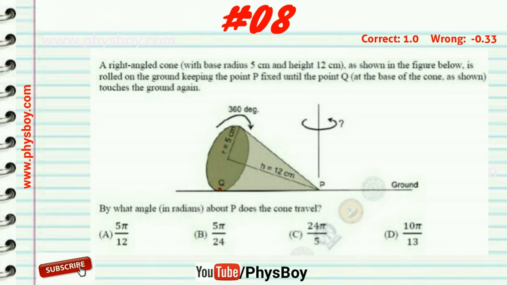Option A, 5 pi by 12. Option B, 5 pi by 24. Option C, 24 pi by 5. Option D, 10 pi by 13.